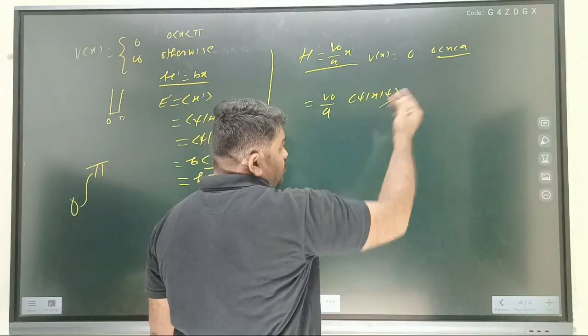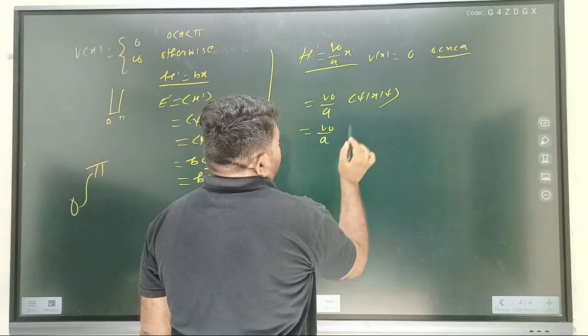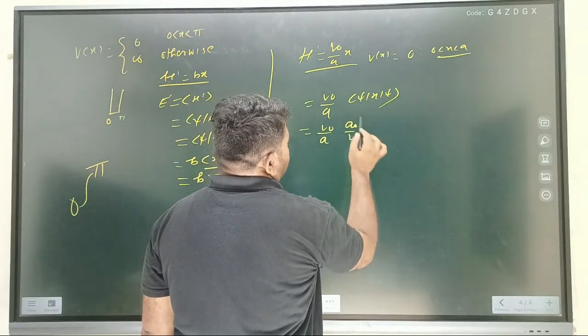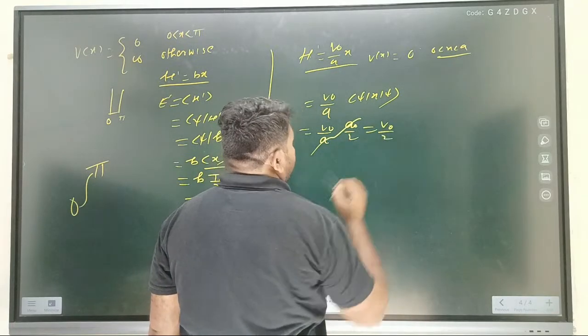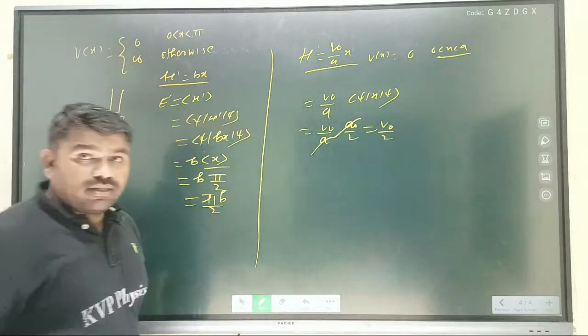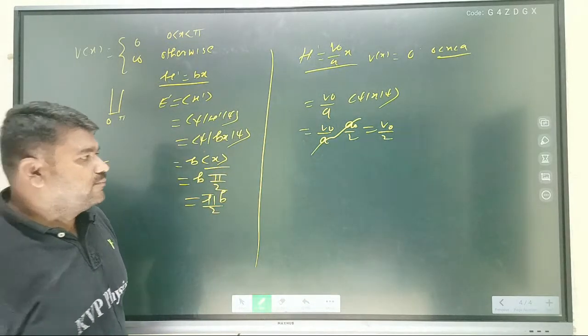Okay, what is the width of box? Width of box is A. Means simple answer is V naught by A into A by 2. Okay, A get cancel. Simple answer is V naught by 2. That's it. How many marks we getting? 5 marks. Clear? No. Next.